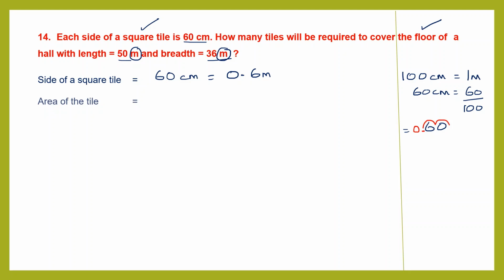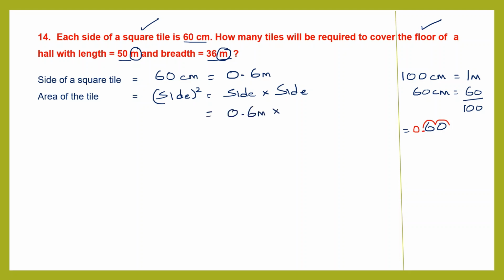So now let's find the area of the tile. The formula to find the area of the tile is side square. So this is side square, which is side into side. This will be 0.6 meters into 0.6 meters. So let's multiply that. 0.6 into 0.6. So ignore the point, 6 into 6. 6 6s are 36.